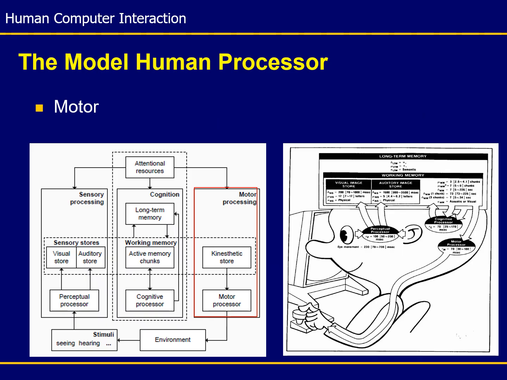What we will look at today is the third component of the model human processor, the MHP model, and we will look at the motor skills part.